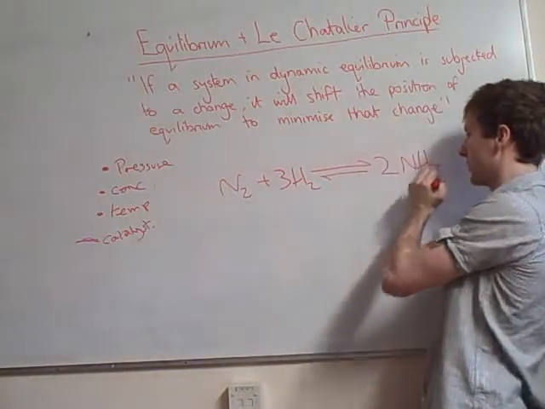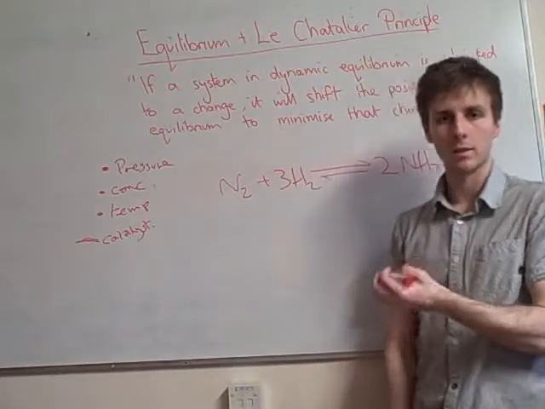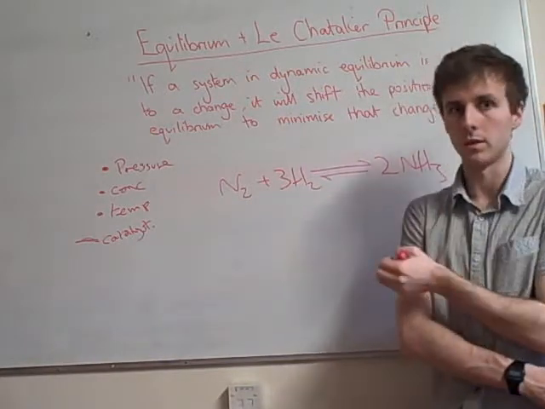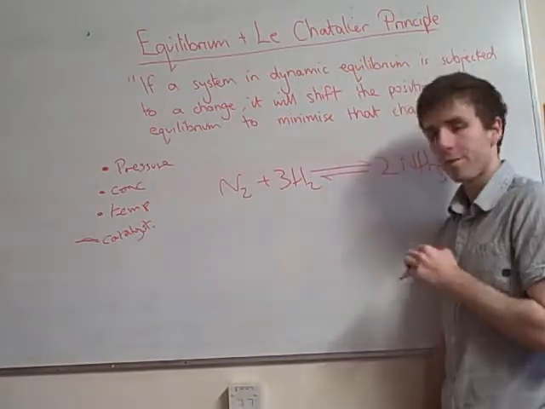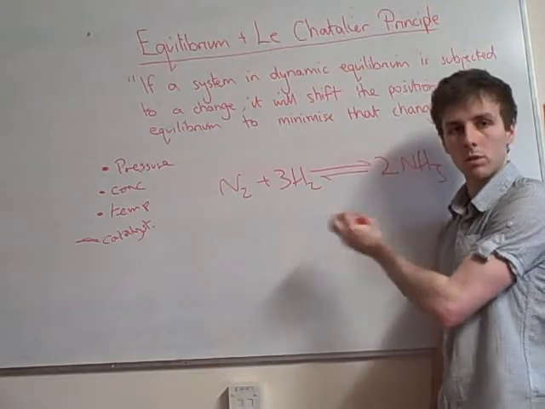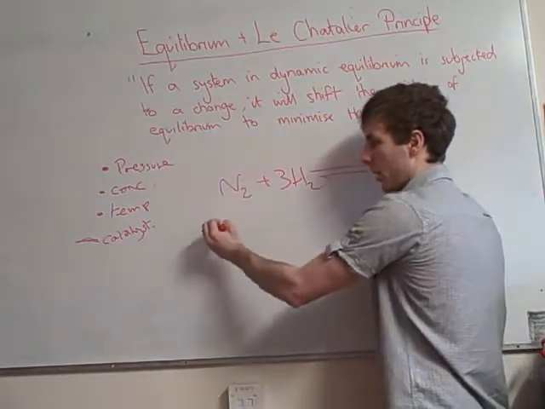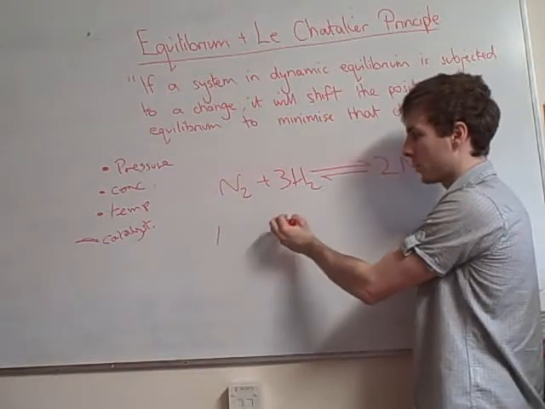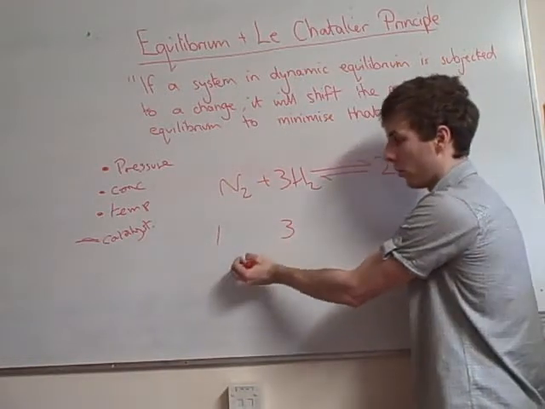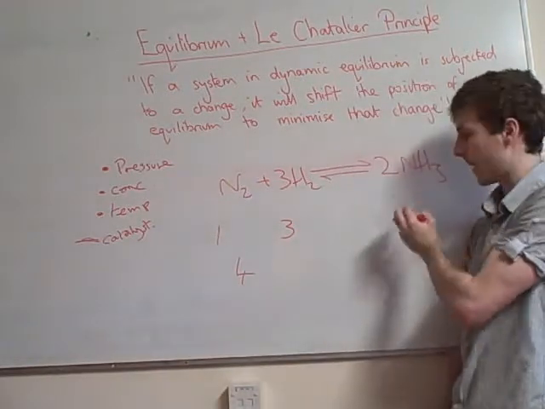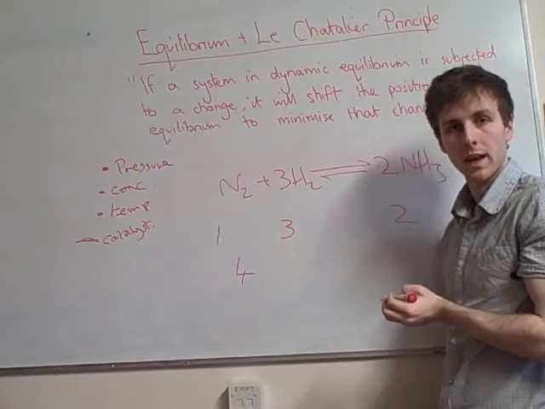So for all of these, I'm going to use the Haber process as my example, because that's the one you basically need to know the most. If I look at the number of gas moles on each side, I've got 1 mole here and 3 moles of gas there, so that's a total of 4. But on this side, I've only got 2 moles of gas.